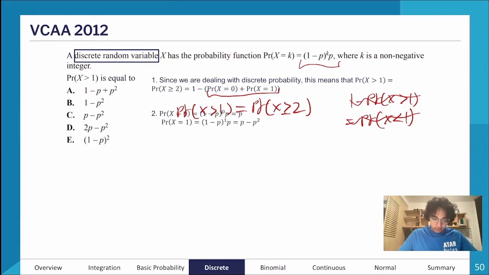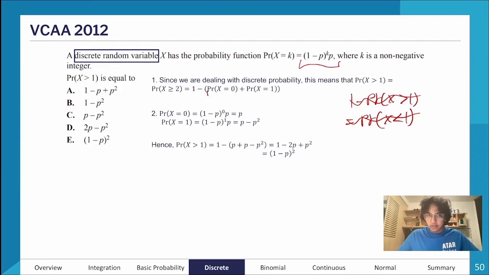And so after doing that, I can quickly drop this out. After doing that, I can sub everything in and work it out from there. So my answer here would be E. This is definitely a tricky question.